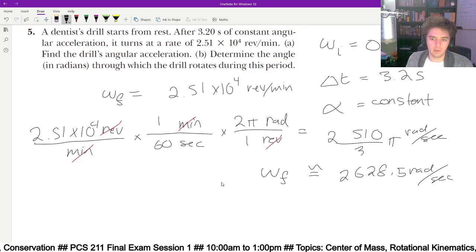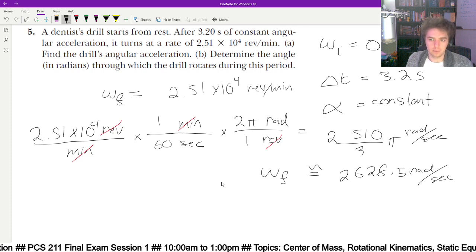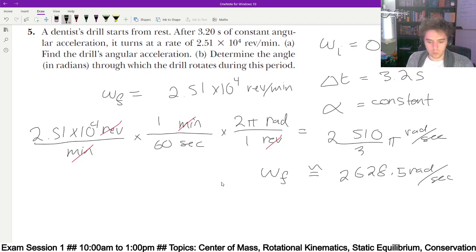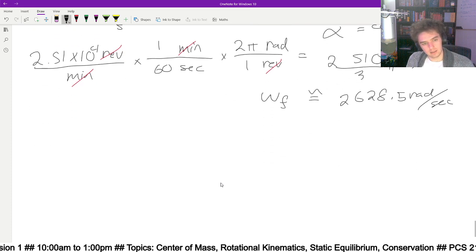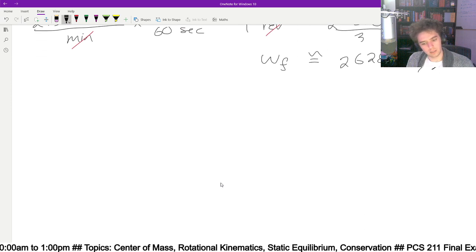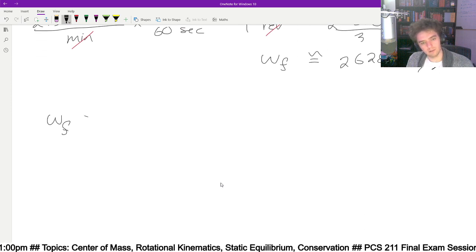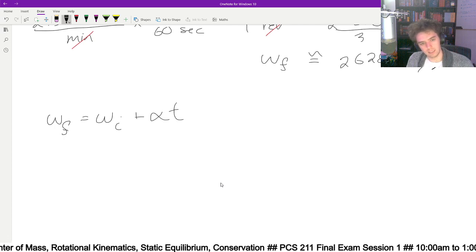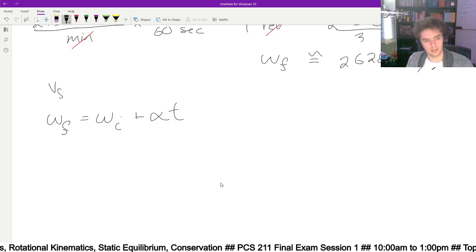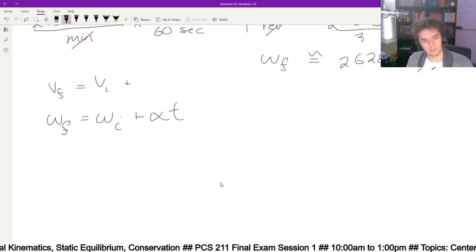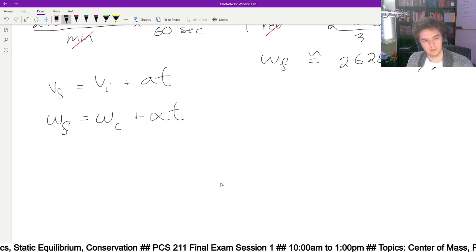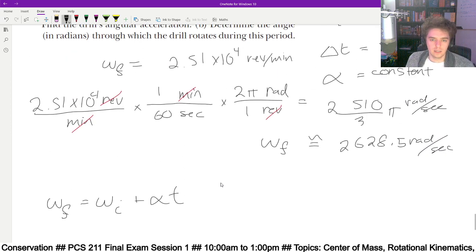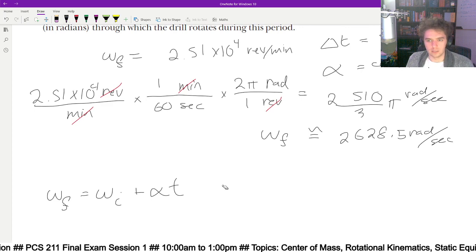So now we know omega I, we know omega F, we know delta t. What are we looking for? We're looking for the acceleration. So we can use one of our basic kinematics equations: omega F equals omega I plus alpha t, which is the same thing as vf equals vi plus acceleration times time, for constant acceleration. And so we know it's constant acceleration, right? That's why it was important.